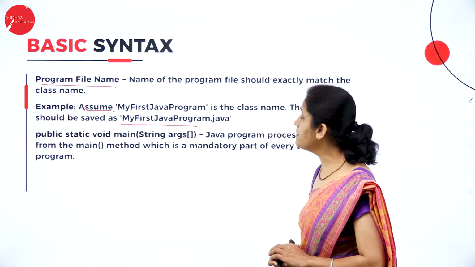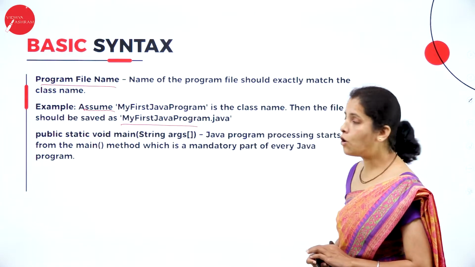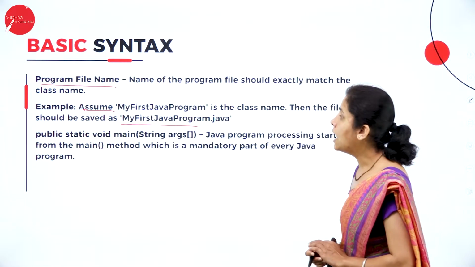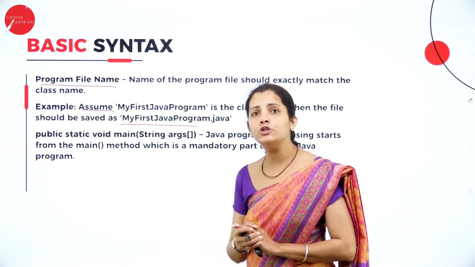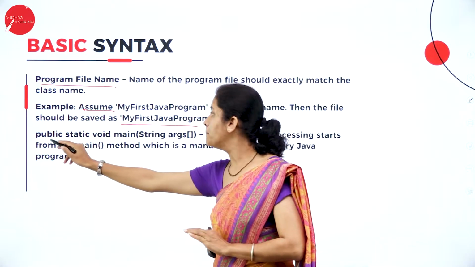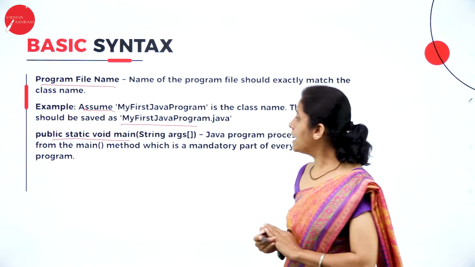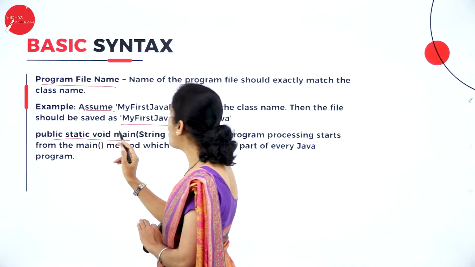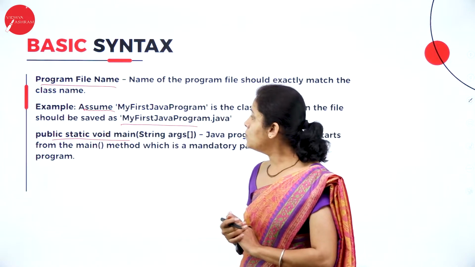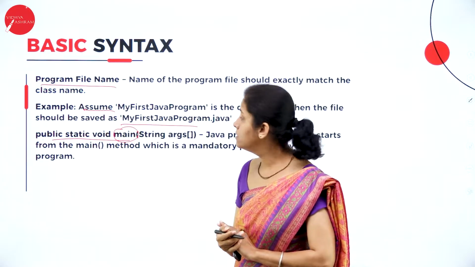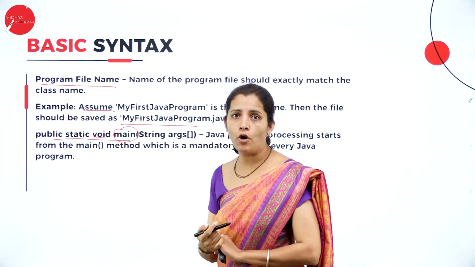That is my first Java program dot Java, and that is the extension. The actual execution of the program is always going to start from the main method. And see here, it is public static void main. Now, it is also a main method. Then why is it void?